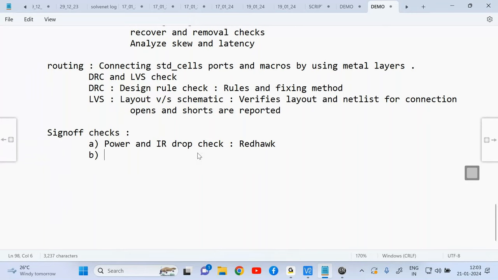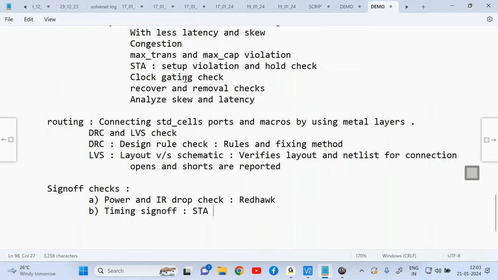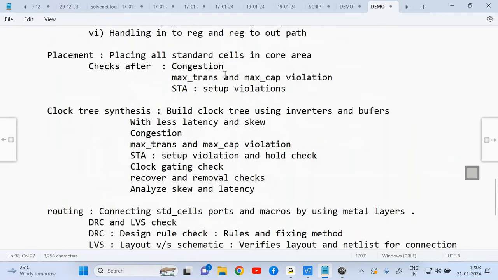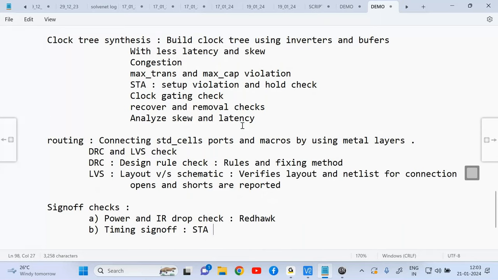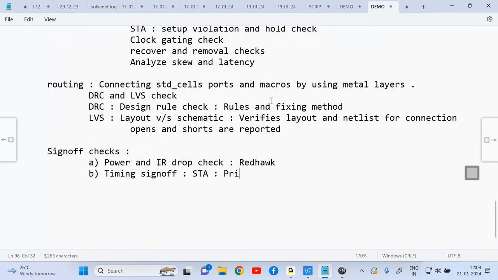Then we have timing sign off. Timing sign off means static timing analysis. We can do STA in ICC2 after each and every step: after placement, after CTS, after routing. But ICC2 is not very accurate. So, to do it accurately, we use another tool called PrimeTime, a separate tool. In this tool we do the STA check. If it is violating, I have to suggest the changes to the PD team, which is called ECO, engineering change order. They will do the changes again and give back the files, and again this check has to go on. It's not one iteration, it's multiple iterations.